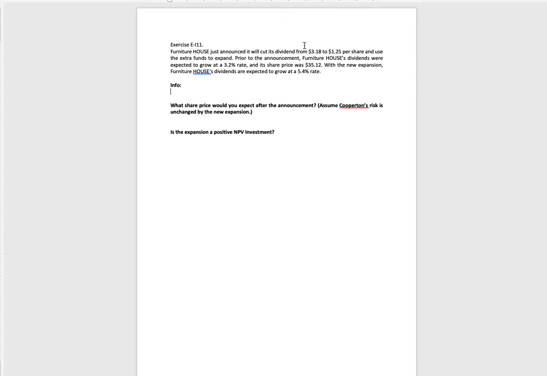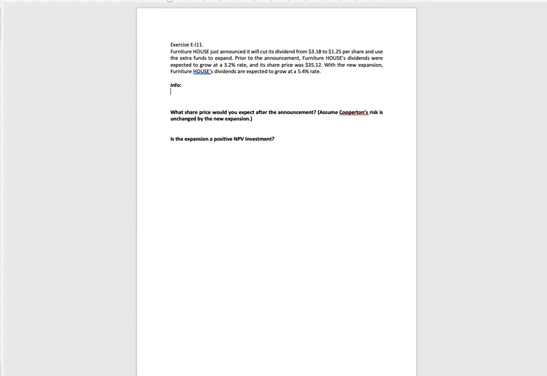The first information we get is that Furniture House just announced it will cut its dividend from 3.8 to 1.25 per share and use the extra funds to expand. They want to change the company, to get more money within the company, so they can use that money to actually make the company bigger.